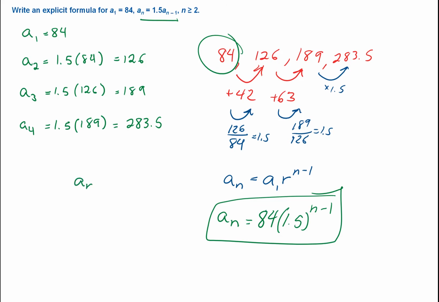Remember, an arithmetic rule is a sub n is equal to a sub 1 plus n minus 1 times d, where d is the common difference. And there we're able to convert from recursive to explicit or explicit to recursive.